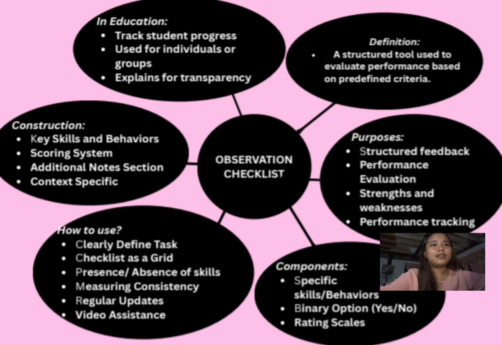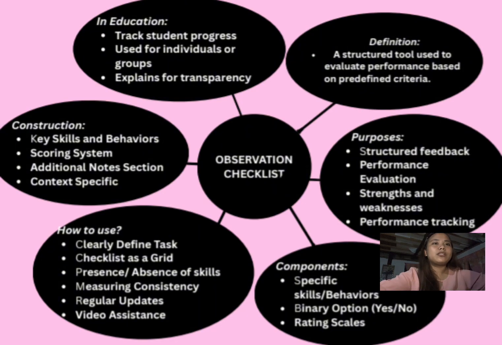So, an observation checklist is a checklist that is structured to watch someone perform a task or activity. It's like a detailed scoreboard that helps you evaluate their performance based on specific preset criteria. This means that you are not just giving a general opinion, but you are looking for specific behaviors or skills. The structured part means it follows a clear, organized approach, and the predefined criteria ensure that everyone is judged by the same standards.